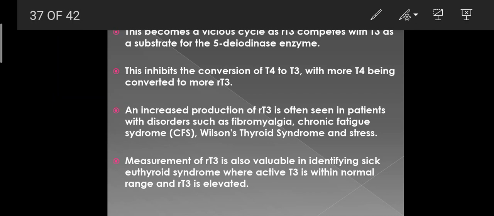An increased production of RT3 is often seen in patients with disorders such as fibromyalgia, chronic fatigue syndrome, Wilson's thyroid syndrome, and stress. Measurement of RT3 is also valuable in identifying sick thyroid syndrome, where active T3 is within normal range and RT3 is elevated.